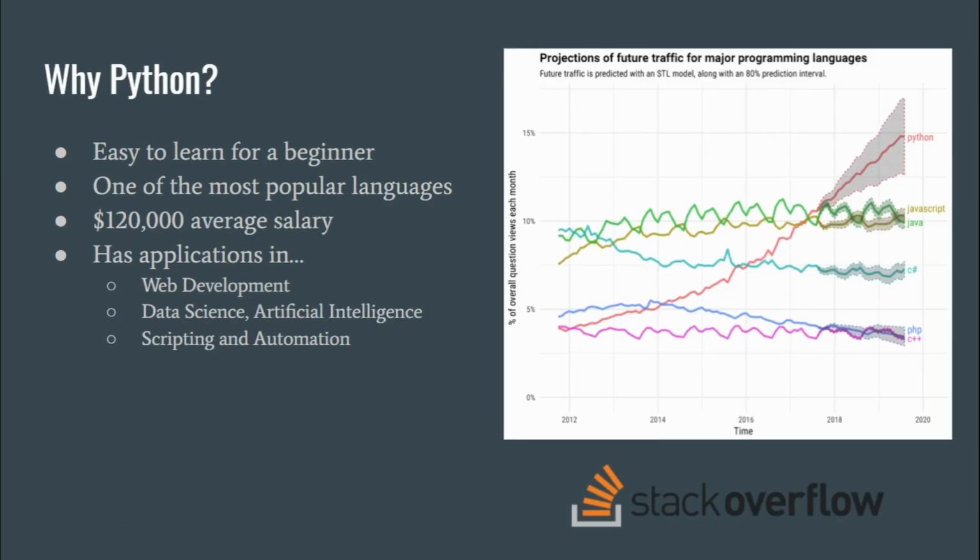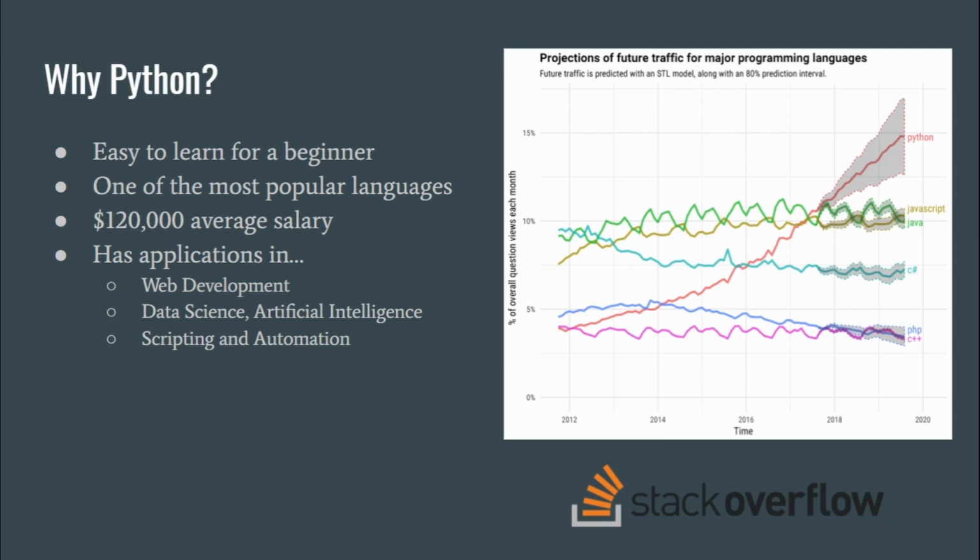First of all, Python is a very easy language to learn for a beginner. So if you're completely new to programming and coding, the syntax of the Python programming language will be very helpful for you, and it will be really easy for you to understand what the code is doing there. Secondly, Python is currently one of the most popular languages in the world, and there are millions of developers who are coding in Python. Also, Python has an average salary of $120,000 in the United States.